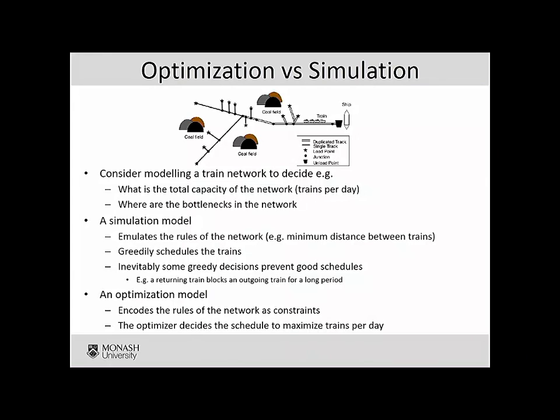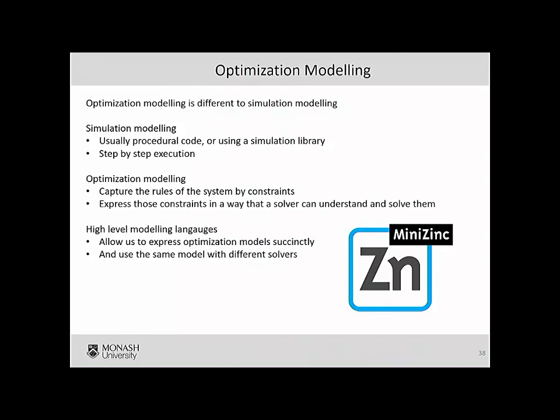So an optimization model works a different way. It says, let's just encode the network constraints, saying if you've got a one-way track, you can only have one train going one way at one time. And then we'll ask the optimizer to try and schedule as many trains as possible. So it's making the decisions about when the trains run in order to make as many trains run as possible, in order to answer the question that we're interested in, which is what's the total capacity that we can run this train network at. And so optimization gives you a different approach to this.